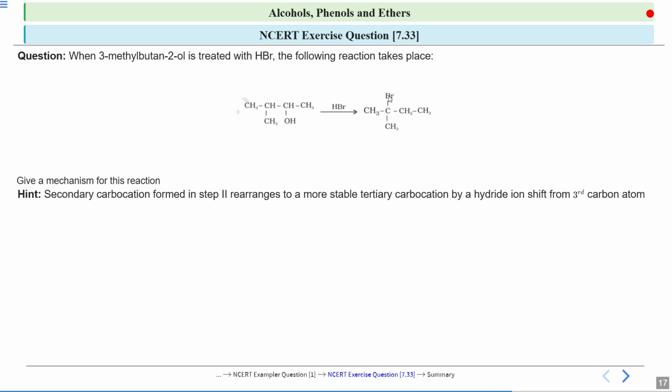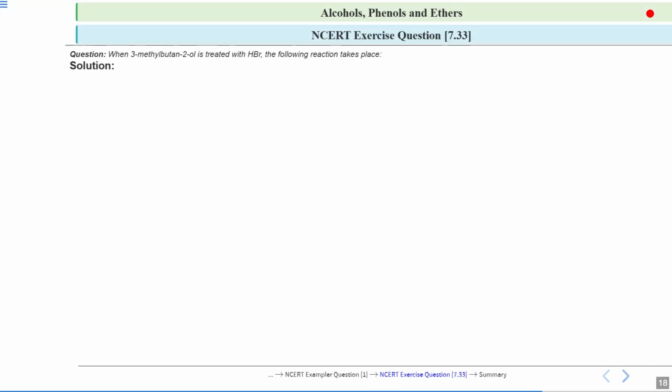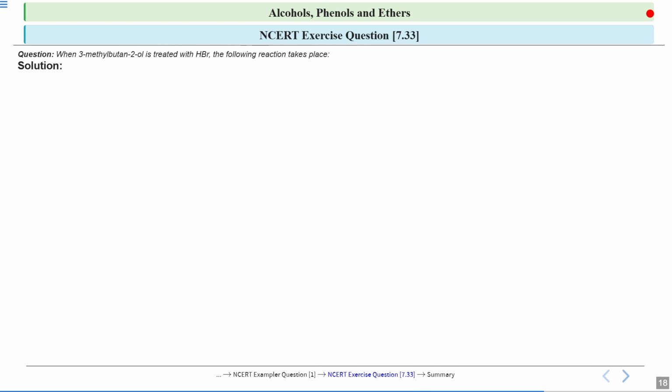So you have to give the mechanism for this reaction, and to solve this question a hint is given to you. The hint is that the secondary carbocation formed in step 2 rearranges to form a stable tertiary carbocation by a hydride ion shift from the third carbon atom. So use this hint and solve this question. Okay. So I'm giving you some time. Take 30 seconds. Solve this and then we will discuss.